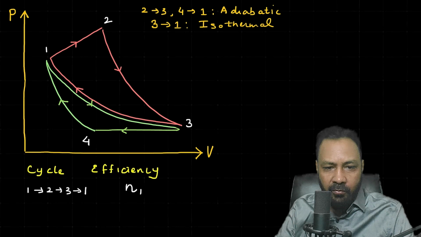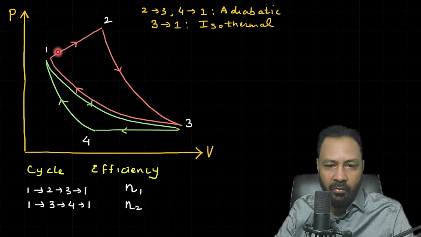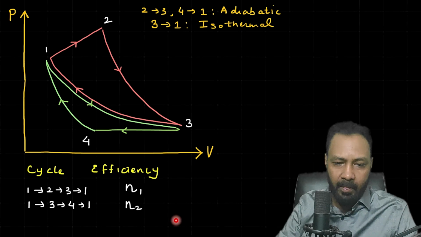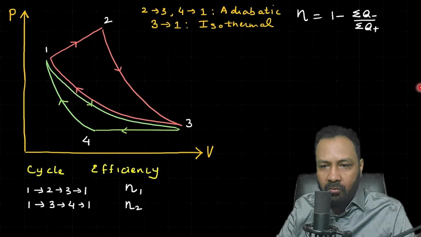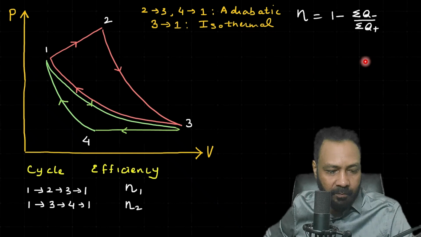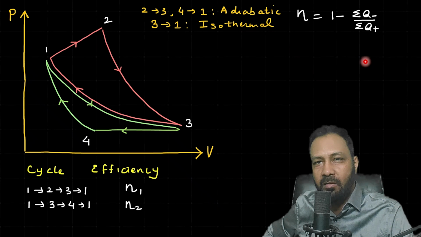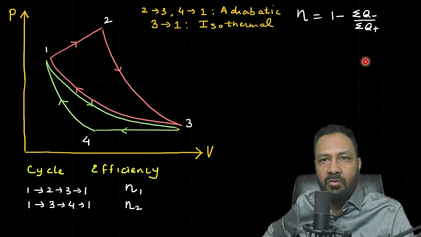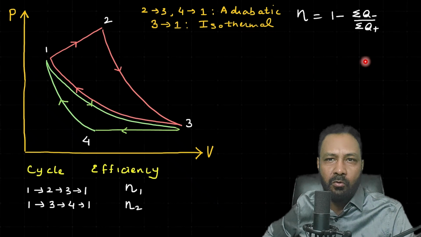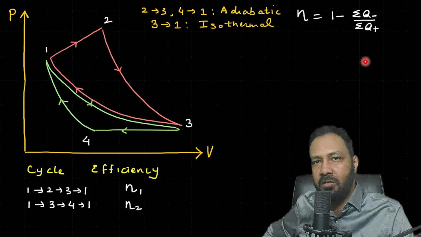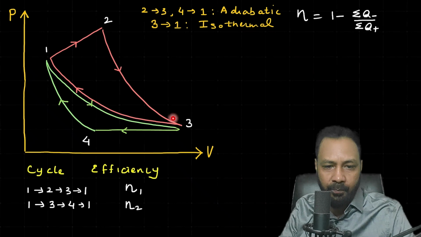And the efficiency of the cycle 1 2 3 1 was given to be eta 1, and the efficiency of this cycle is eta 2, and we have to find the overall efficiency of the cycle in terms of eta 1 and eta 2. I want to repeat that the efficiency of a cycle is 1 minus sigma q minus upon sigma q plus. Sigma q minus means the total heat rejected in a cycle, and sigma q plus is the total heat entered.